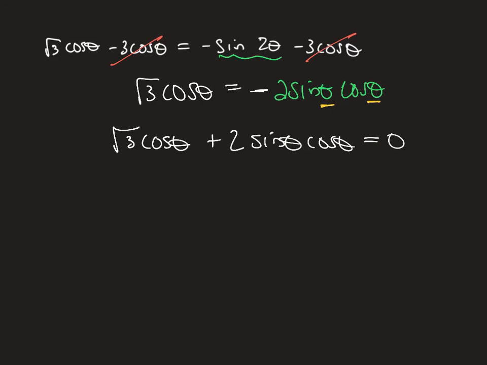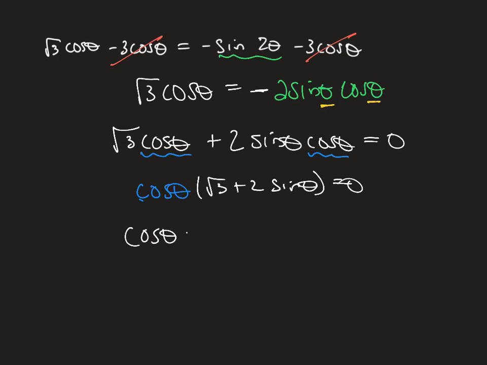And again, I can change everything to x's and y's. Hopefully at this point, we're seeing that it's not too bad leaving the trig in there. So cosine theta out front, and then I will have radical 3 plus 2 sine theta equals 0. So either cosine theta equals 0 or sine of theta equals negative radical 3 over 2. Right? I would have subtracted radical 3 and then divided by 2.